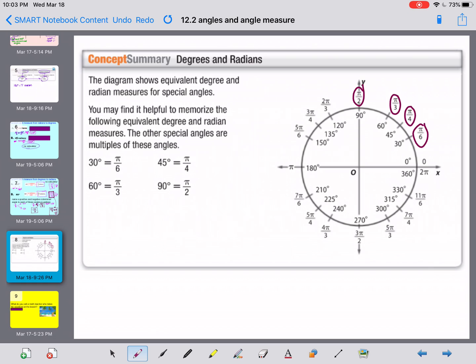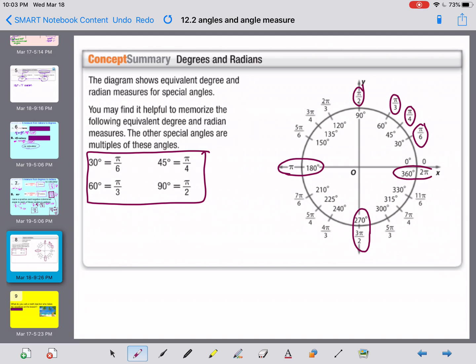I highly recommend, and it says it right here, memorizing these important values. And I would also memorize that pi is equal to 180. I would memorize this one, that 270 is equal to 3 pi over 2. I would memorize that 2 pi is equal to 360, right? All these right here, these are important. We use them a lot. We mostly work in degrees in this class. Next year in pre-calc, you mostly work in radians. So we will convert back and forth this year, but it is helpful to start learning them.